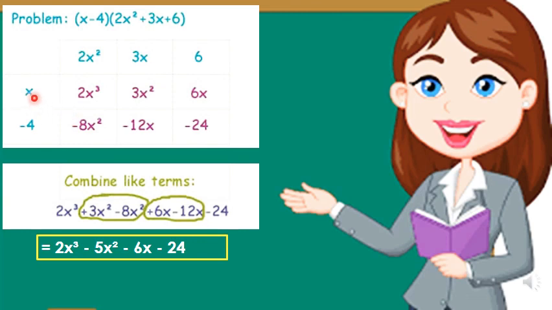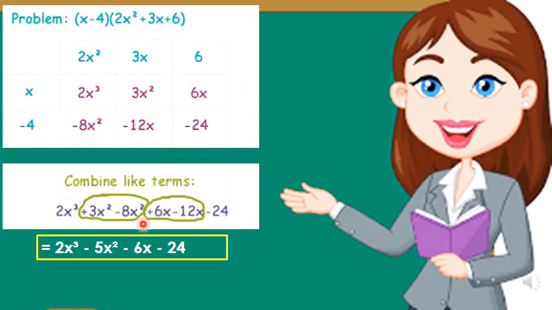Afterwards, you will be multiplying x with 2x square. What is the product? x into 2x square is 2x cube. x into x square is x cube. 2 will be written as it is. Then x into 3x is 3x square. x into 6 is 6x. Then minus 4 into 2x square is minus 8x square. Minus 4 into 3x is minus 12x. After that, minus 4 into 6 is minus 24. Afterwards, you will write all these 6 terms like this.